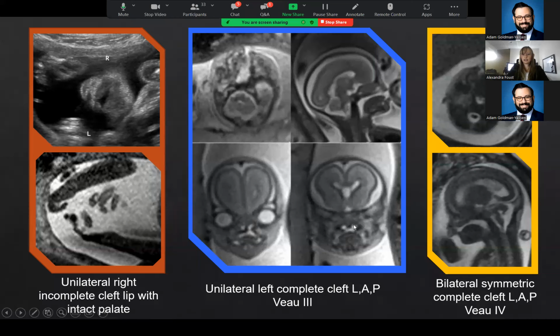More posteriorly, you can see the whole thing is just outlined by fluid where the secondary palate is deficient. And this is showing you in the axial plane where that defect in the alveolar ridge is and the absent secondary palate. And then this is a Vo4, just showing you there's that premaxillary segment we talked about. It kind of can protrude out a little bit from the rest of the face because you have the clefting on both sides. And then again, this patient had complete deficiency of the secondary palate and probably some inferior vermian hypoplasia and ventriculomegaly as well.